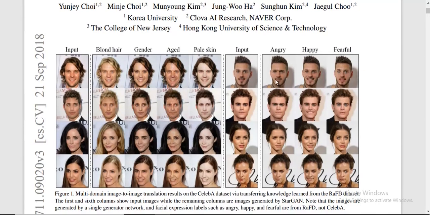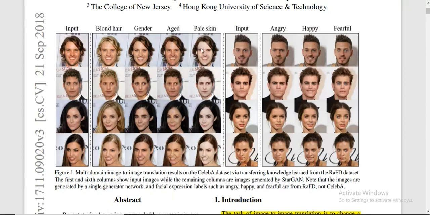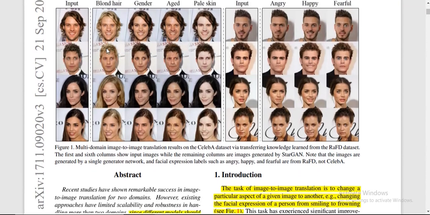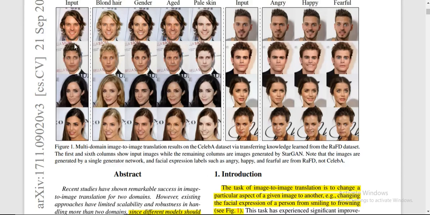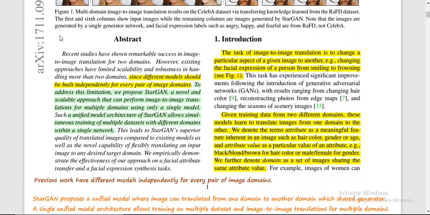and this is the example of the RaFD dataset. For example, here is the input person's face, and here is the output of the person with different facial expressions. For example, here is angry, here is happy, here is fearful. So in this paper we see how StarGAN helps to achieve these results, and what is the benefit of StarGAN compared to the previous works. So let's get started. So here is the abstract.